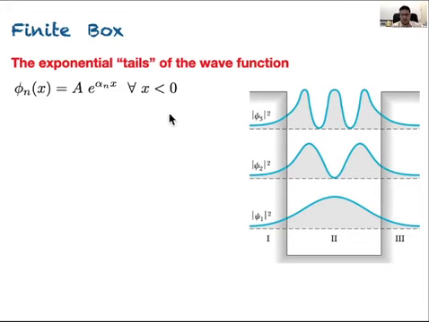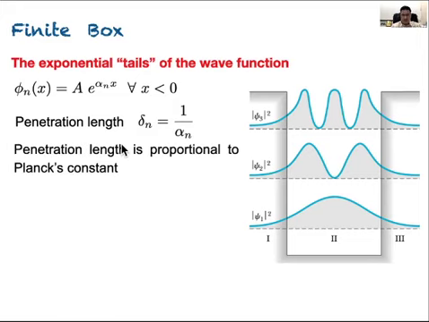Now what we are going to estimate is the exponential tails of the wave function. This is our wave function in this region: A times e to the power alpha n x. Now we can define the penetration length as the reciprocal of alpha n, because dimension-wise, alpha is supposed to be inverse units of x. So 1 over alpha n is equal to delta n, and delta n is the penetration length. The penetration length is proportional to the Planck constant, because alpha is also proportional to the Planck constant.